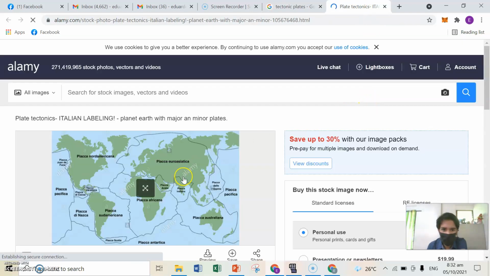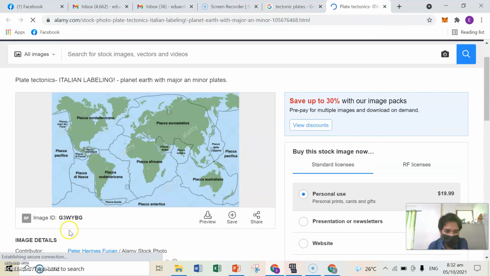So this is what I told you earlier about tectonic plates. The green ones are the countries on Earth. The black lines that you see, the boundaries, those are tectonic plates. Now, tectonic plates can be found below the crust, nasa atong crust sa Earth. They are called plates because these are large areas of rocks.